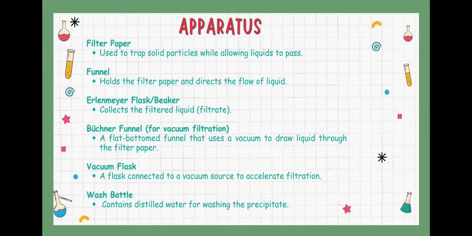Apparatus. Filter paper: used to trap solid particles while allowing liquid to pass. Funnel: holds the filter paper and directs the flow of liquid. Conical flask or beaker: collects the filtered liquid. Buchner funnel for vacuum filtration: a flat-bottomed funnel that uses the vacuum to draw liquid through the filter paper. Vacuum flask: a flask connected to a vacuum source to accelerate filtration. Wash bottle: contains distilled water for washing the precipitate.